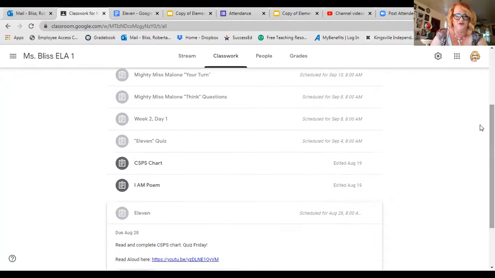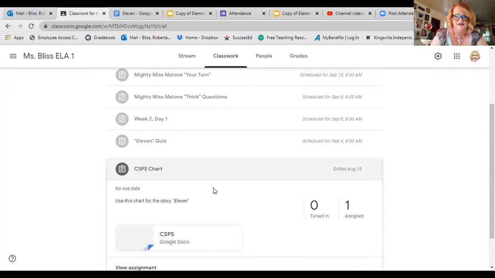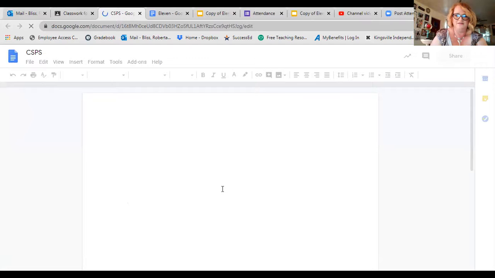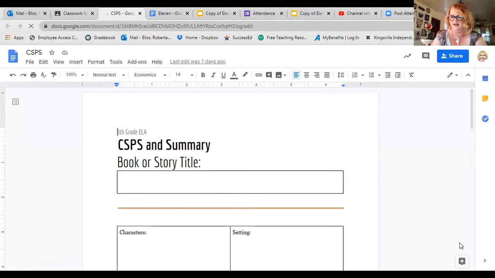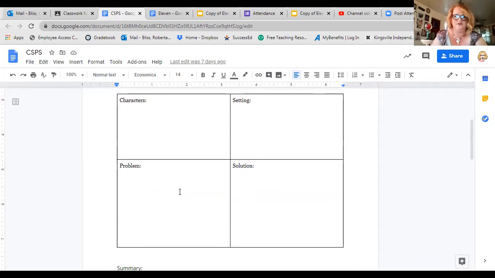Okay? All right. So at this point, you should be done with 11, and you're going to go to your CSPS chart right here. And you're going to open it up, and you're going to fill it out for 11. So right here, you want to put 11. You're going to type that in. You're going to put your characters here. And pull this down. Your setting, your problem, your solution, and then your summary. Again, if we are doing this live, I'm going to be going along with you, giving you the time to work on it, answering any questions. But for the video portion, you're just going to pause me, work on yours, and submit.